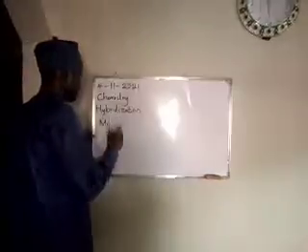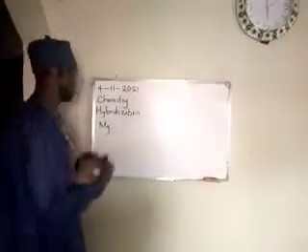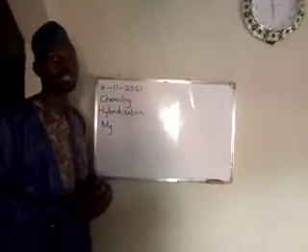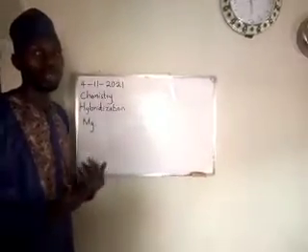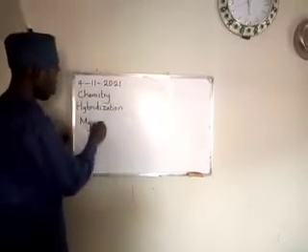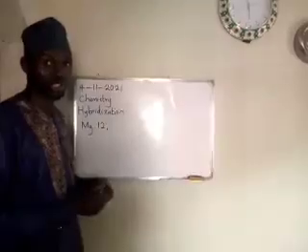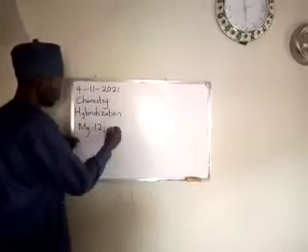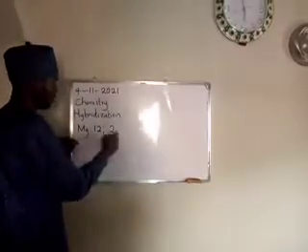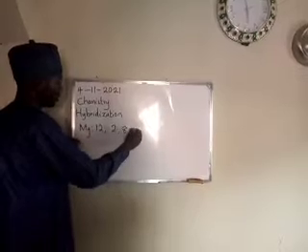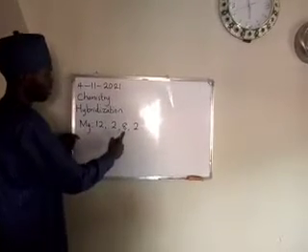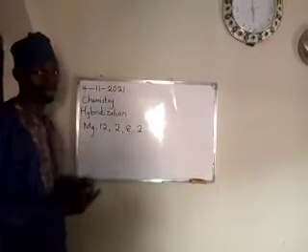Now, you start by identifying the atomic number of the element. The atomic number of magnesium is 12. So the electronic configuration will be 2, 8, 2. Isn't it? 2 plus 8 is 10, then that's 12.